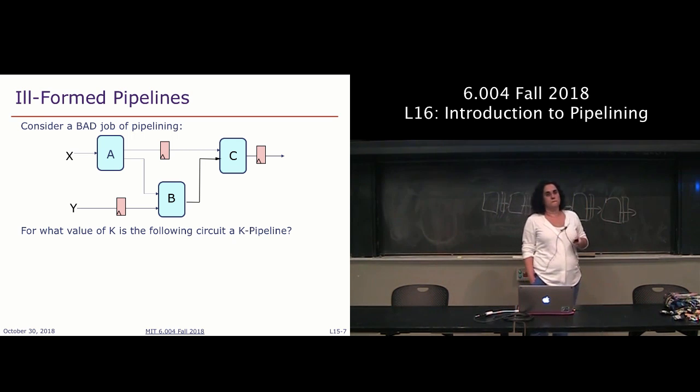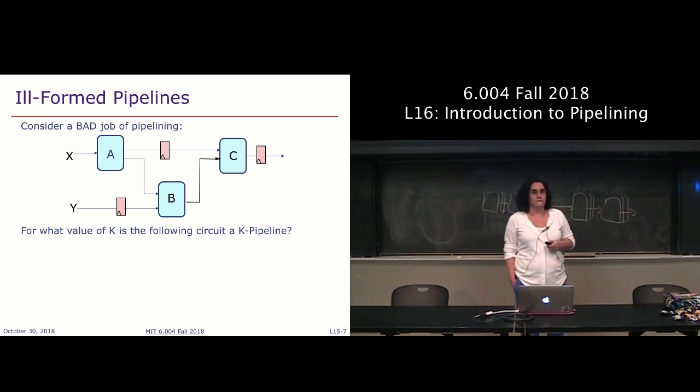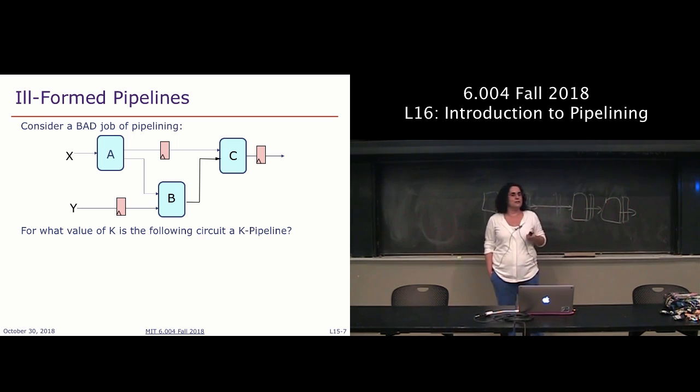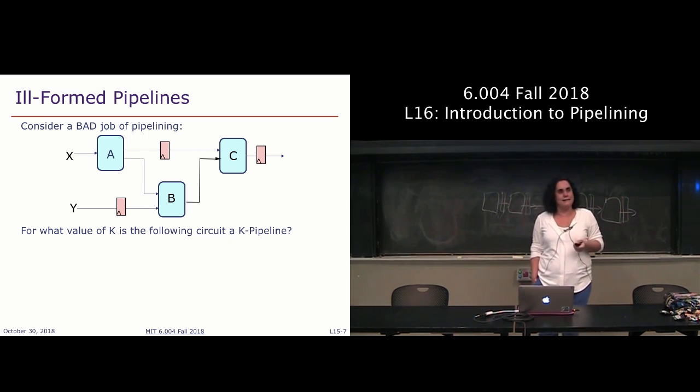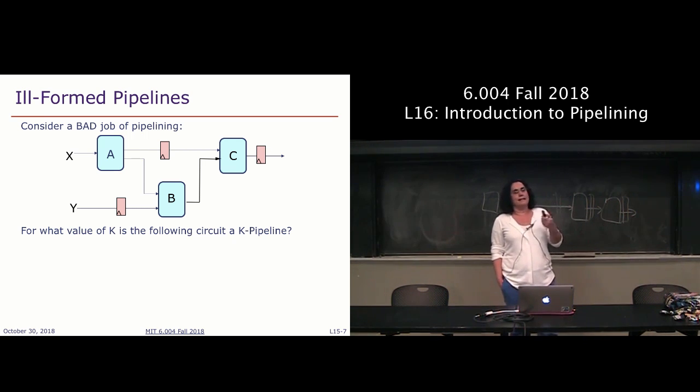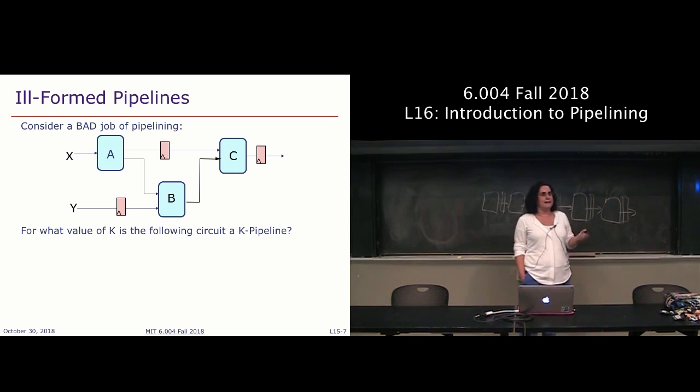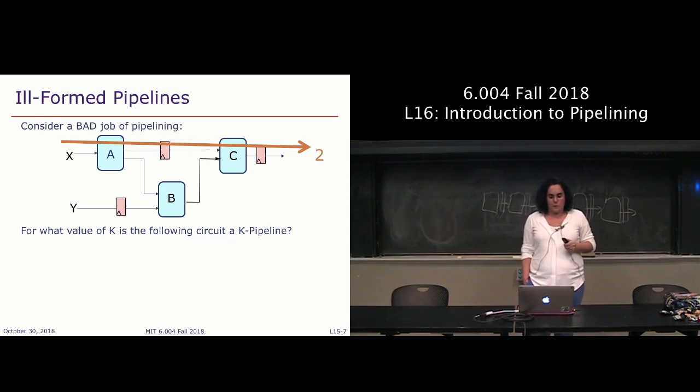Yep. Some paths have 2 registers and some have 1. Exactly. Okay, so what are going to be the implications of the fact that I have a different number of registers along the different paths? Specifically, first of all, I can't give you any value of K for which this is going to be a valid pipeline. Okay, so why is that?